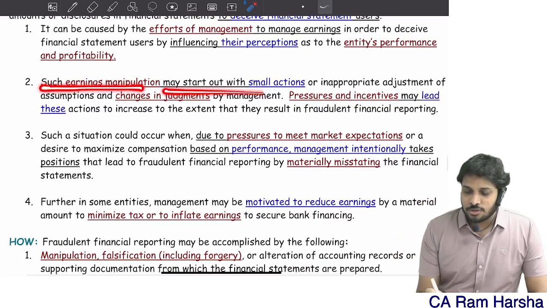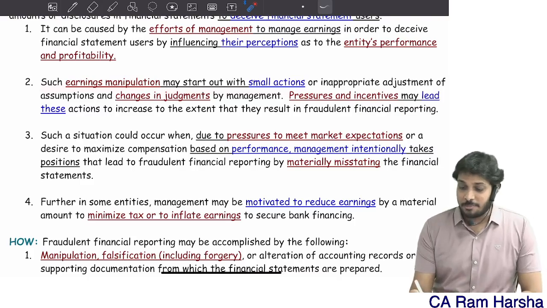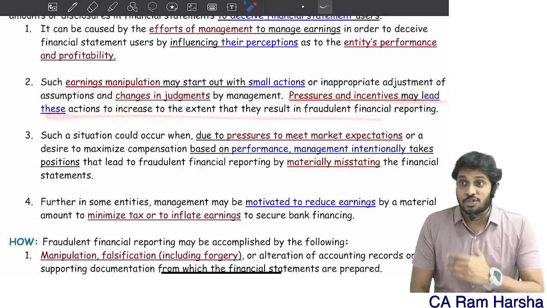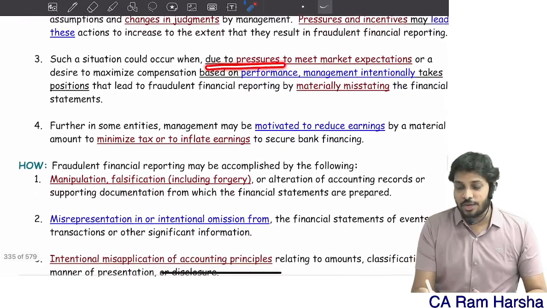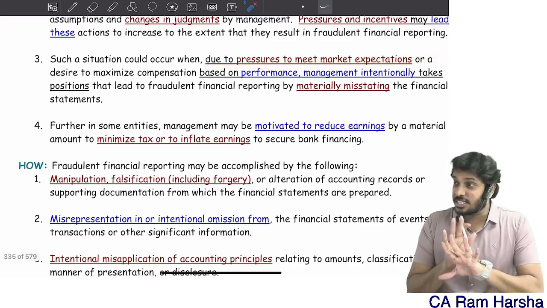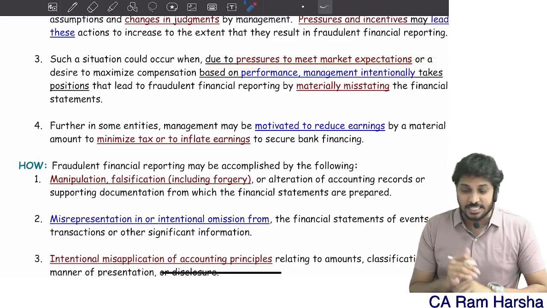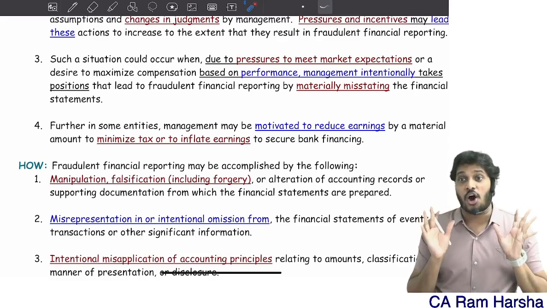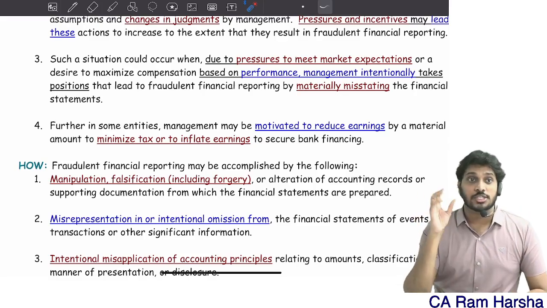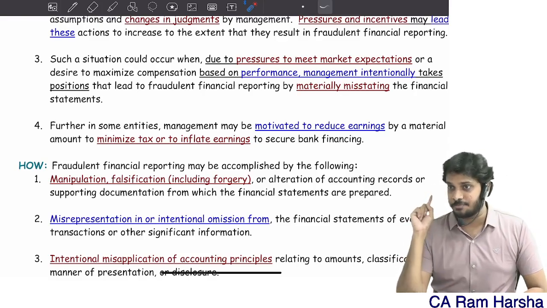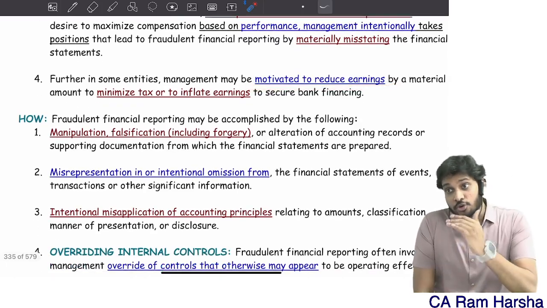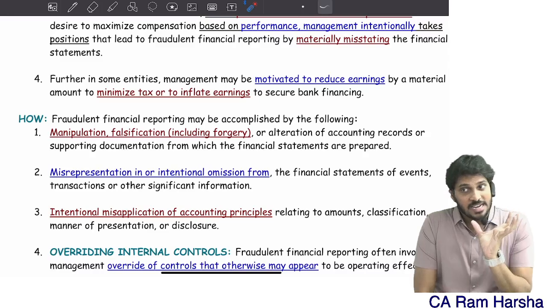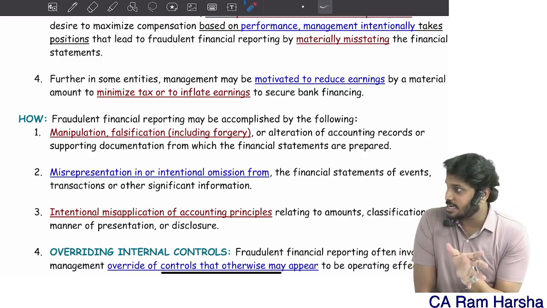Earnings manipulation may start with small actions, but pressures and incentives may lead to an increase in the extent of manipulation. Moreover, pressures from market expectations and analyst expectations cause directors to choose some accounting policies that favor them. Getting it? And some entities may want to reduce the earnings in order to pay lesser taxes. They want to hide the earnings.